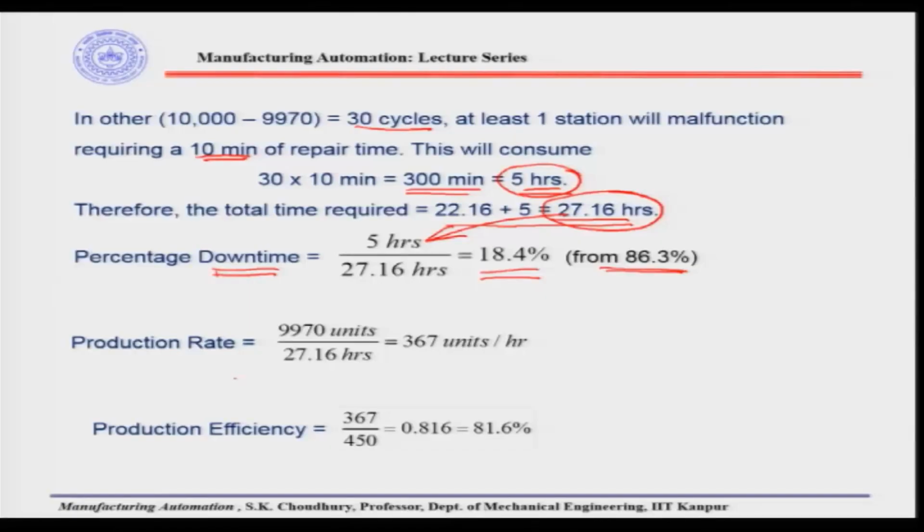Now, the production rate will be, we have the 9970 units that we are producing for a total of 27.16 hours. So, this will give you 367 units per hour. The ideal rate I have shown you earlier was 450. If one breakdown occurs in 10,000 cycles, it will be 367. So, the efficiency is 367 divided by the ideal 450, that is 81.6%. Efficiency has grown up much more.